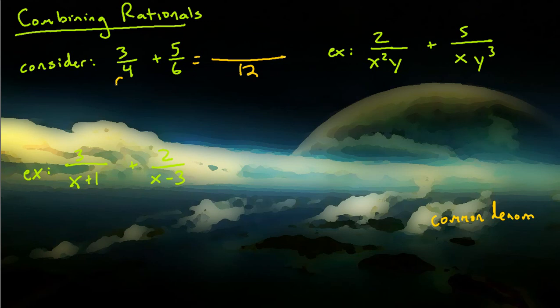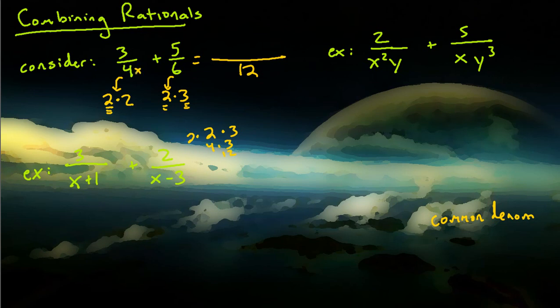Let's think about why. So the 4 could be prime factorized into 2 times 2, and the 6 could be prime factorized into 2 times 3. So I see a 2. Okay, so I have a 2 common to both of them. I see a 3 that I'm going to need, but this one has an extra 2. So I need that extra 2. So I have 4 times 3, which is 12.